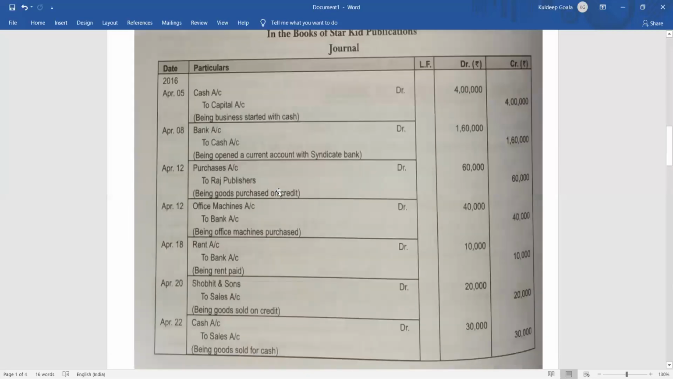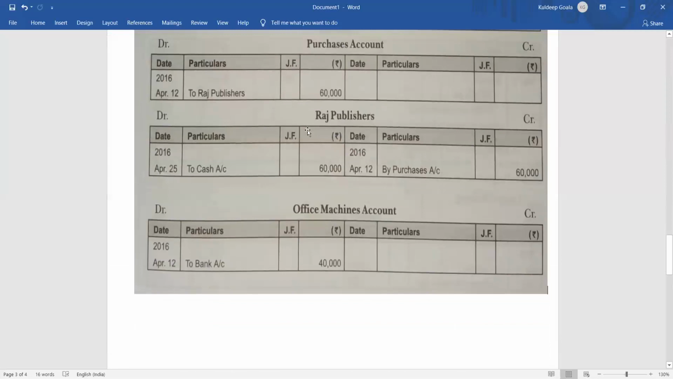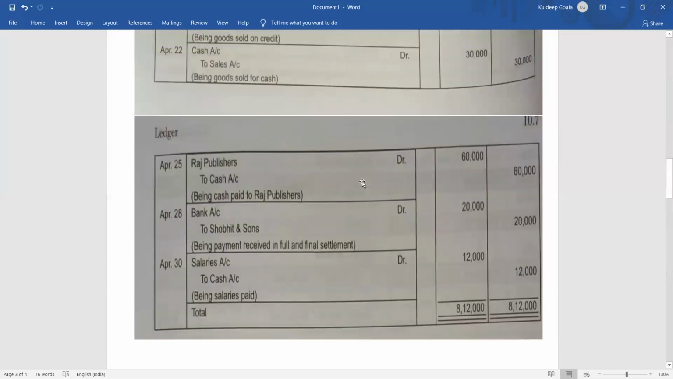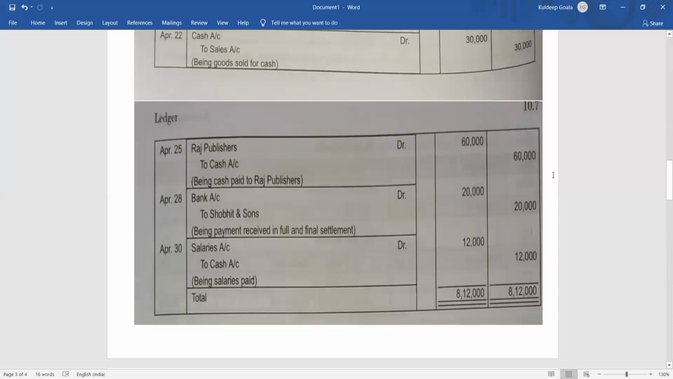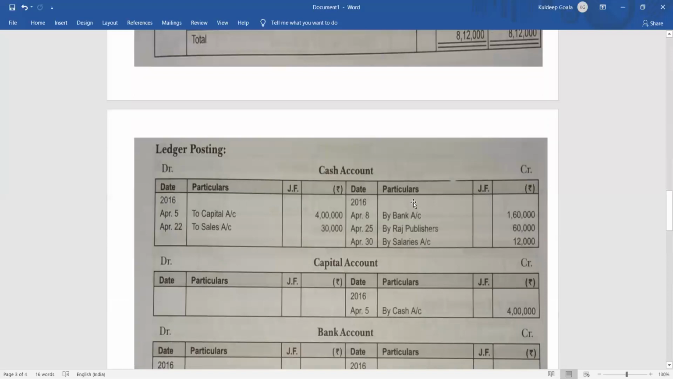So Raj publisher के debit side में लिखो, क्या लिखोगे? Raj publisher के debit side में ये देखो, Raj publisher debit side to cash, and cash is credited. So cash के credit side में by Raj publisher 60,000. You can see here, cash को credit कर दिया ना, cash credited. So by cash के credit side में क्या लिखोगे? Opposite वाला by Raj publisher. Cash के credit side में opposite वाला by Raj publisher 60,000.